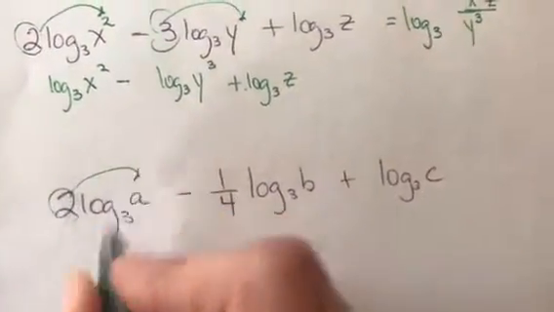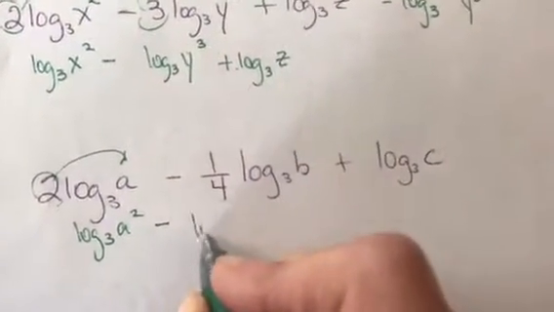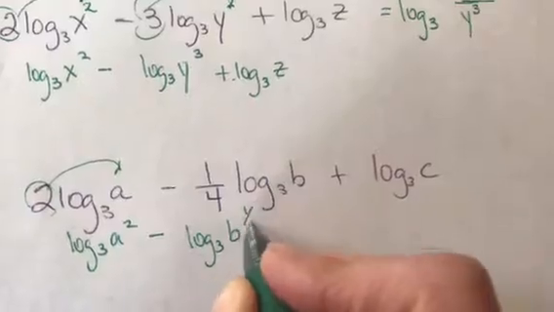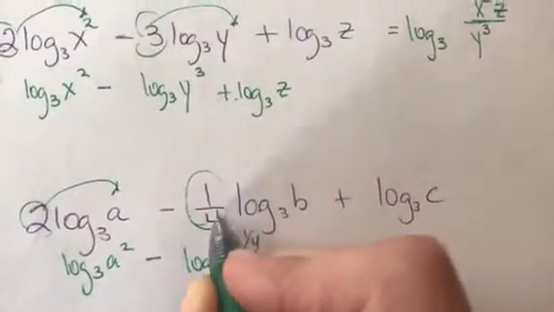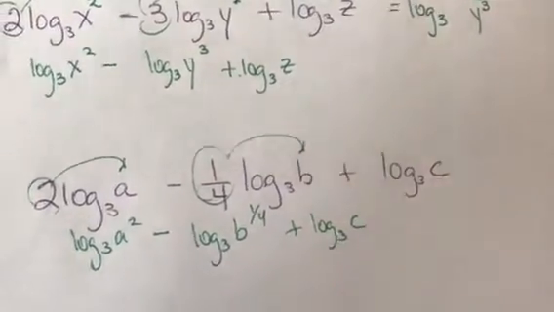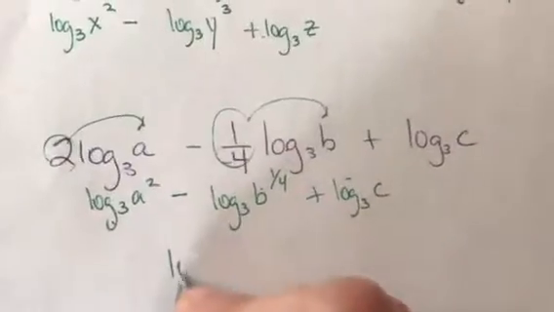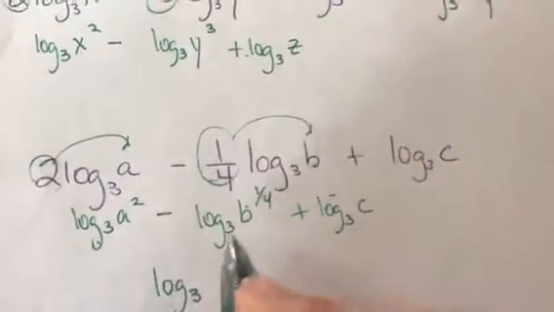Remember, this goes up here. So I have log base 3 of a squared. And this would be log base 3 of b to the 1/4, because if there's a number in front of the log, it was an exponent, plus log base 3 of c. I'm going to take these three and write them as one, so it's log base 3.